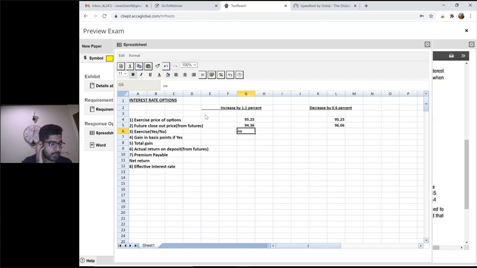Okay, but the strategy is buy now, sell later. So buy at 95.25, sell at 96.06. Okay, so this is going to be a gain. So yes. So next, gain in basis points if yes. This is not yes, so 0. This is yes, so you can take the difference. It's 0.81%, so 0.81% means 81 basis points, okay? Then the total gain. It's the gain in basis points into number of contracts into tick.